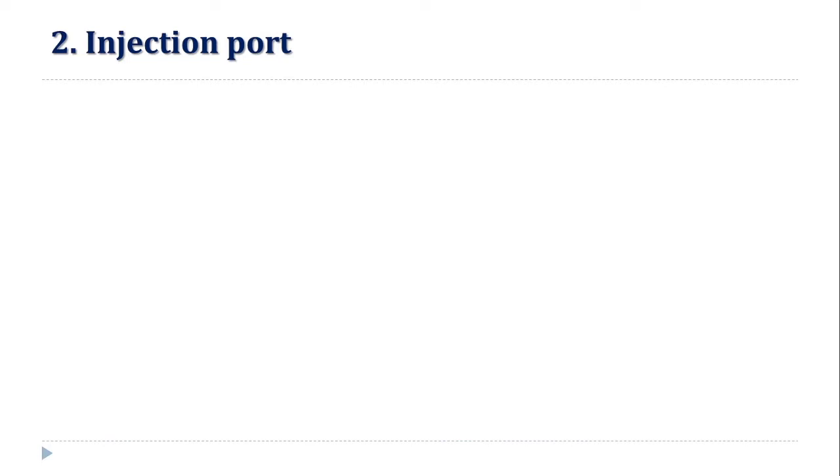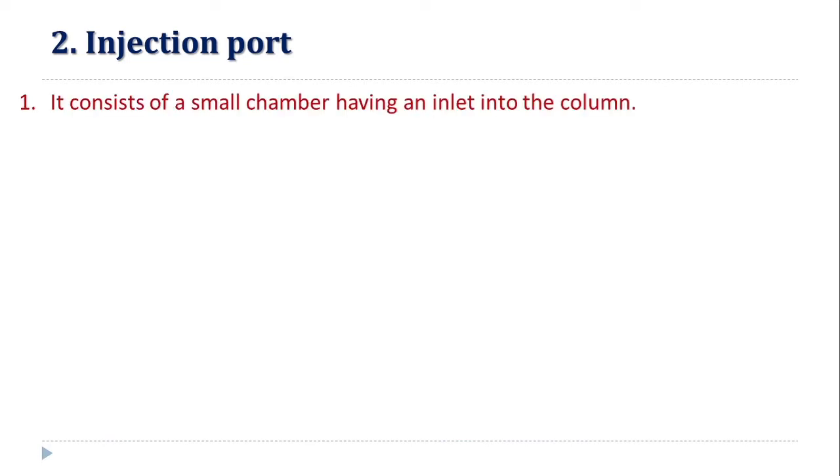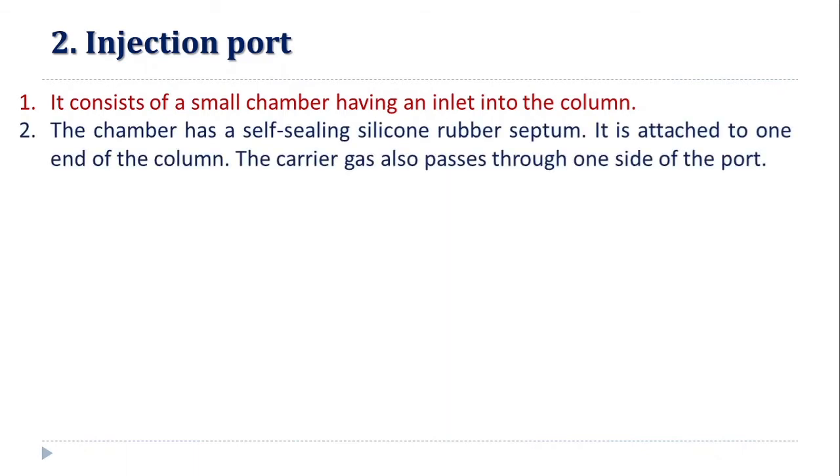Now the second part is the injection port. It consists of a small chamber with an inlet into the column. Through this inlet we can insert a solute sample in the form of a solution into the column. The chamber has a self-sealing silicone rubber septum. It is attached to one end of the column. The carrier gas also passes through one side of this port.